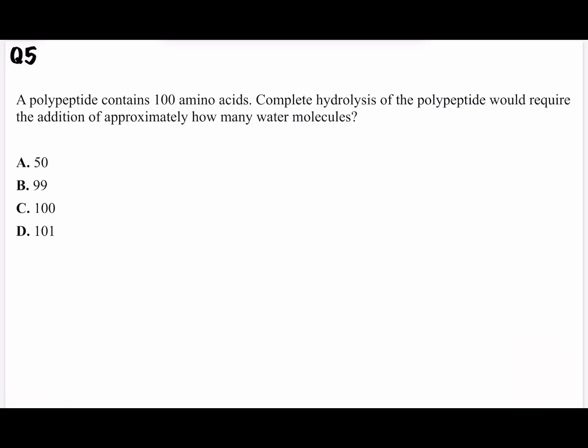Moving on to question 5, it reads, a polypeptide contains 100 amino acids. Complete hydrolysis of the polypeptide will require the addition of approximately how many water molecules? Unlike two questions ago, when we were talking about how you can take individual amino acids and put them together, where you produce as many waters as you make peptide bonds, now the scenario is the opposite.